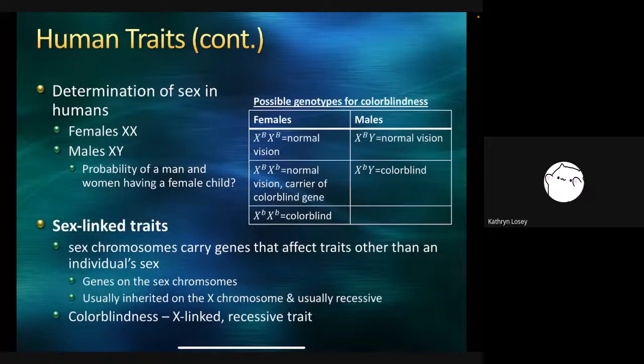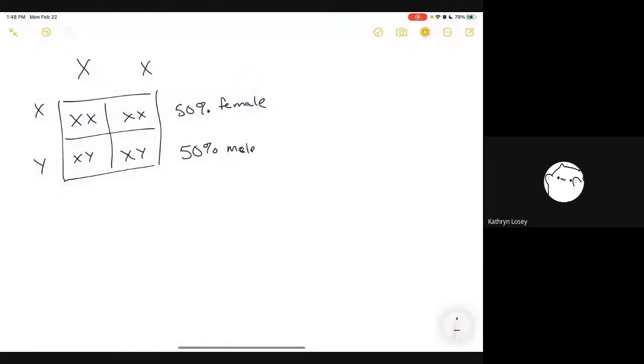Okay, so I'm going to work a couple of these crosses that they did in your lab book just to kind of show you how they work real quick.